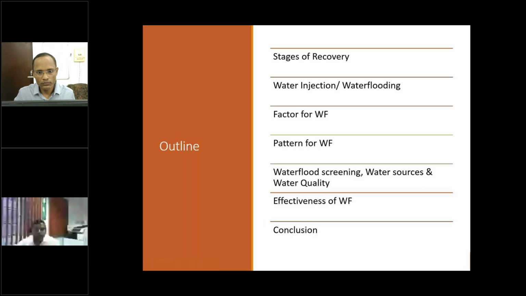So the outline of the presentation starts from the stages of recovery, and it will go from water injection to water flooding, and what are the factors that are important for water flooding, what are the patterns, followed by water flood screening, sources of water, quality, effectiveness, and lastly conclusion.